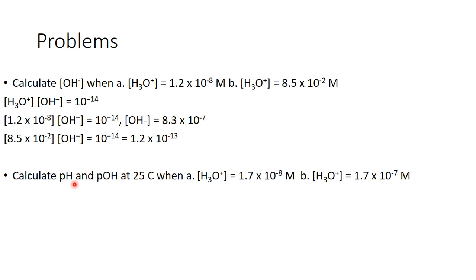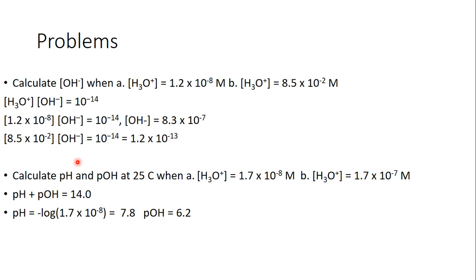Okay, how about this? What is pH and pOH at 25C when given an H3O plus concentration? Well, again, I know this expression, pH plus pOH equals 14. pH is just minus log of my H concentration, which is 7.8. I plug my pH back into this equation. I get 6.2 out as my pOH. And I do the same thing for my other equation. I get 7.2 as my pOH.